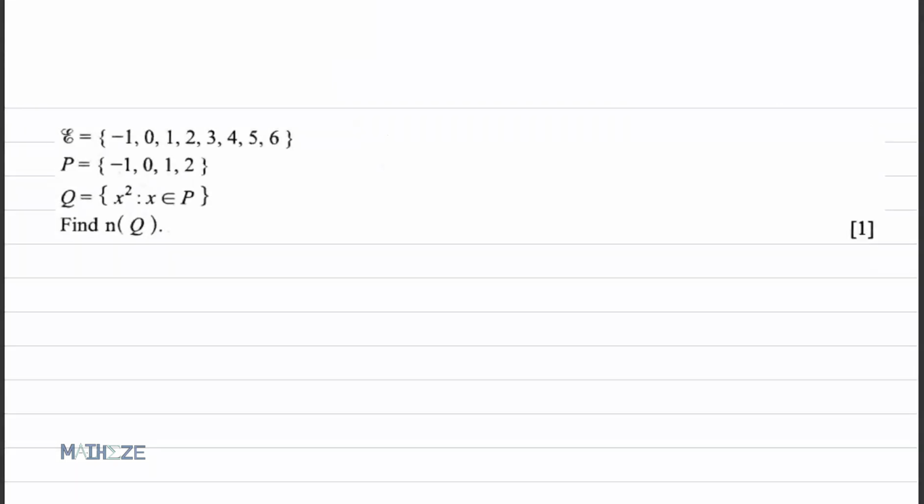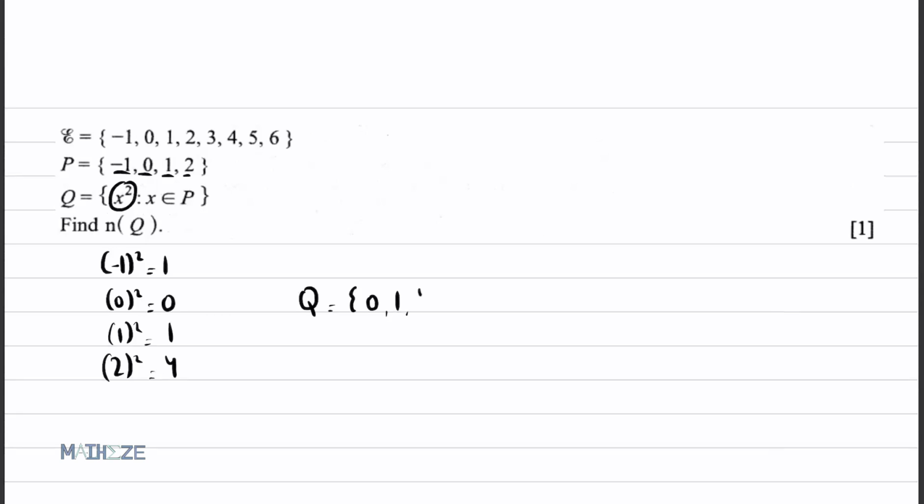Okay, so universal set is between -1 till 6. Set P is -1, 0, 1, and 2. And what's set Q? X squared. And what's X? Element of P. That means you need to square all the elements of P. -1 squared is 1. 0 squared is 0. 1 squared is 1. And 2 squared is what? 4. You need to write n of Q. So let's write down set Q first. It's going to be 0, 1, and 4.